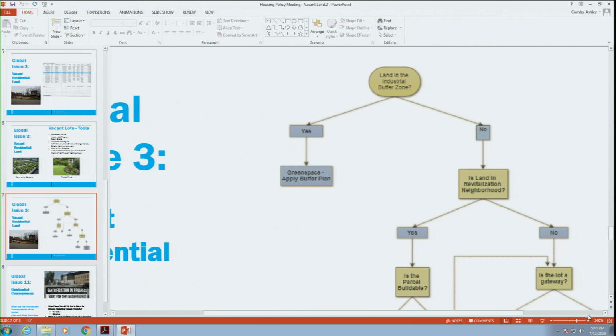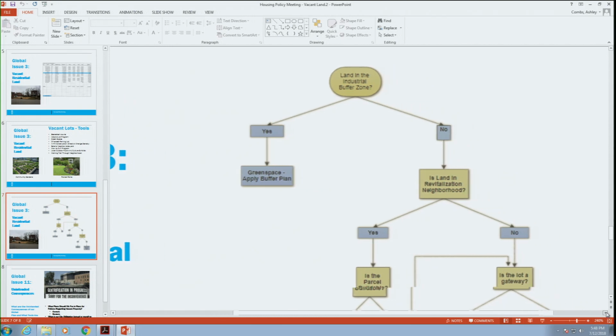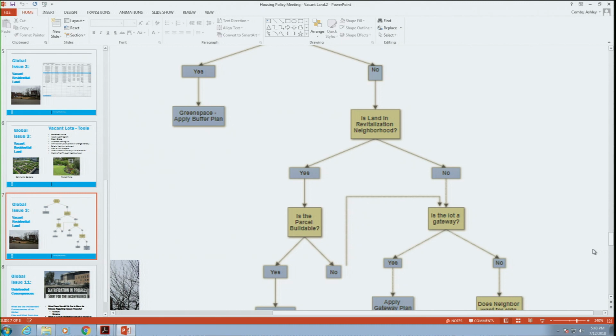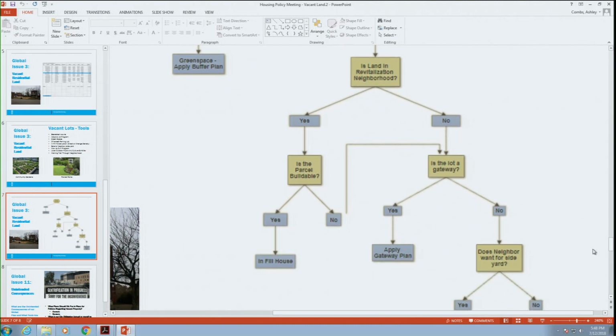If not, is it in a revitalization neighborhood? If the vacant lot's in a revitalization neighborhood, the answer is yes. Is it buildable as laid out in the zoning code? If it is, look at an infill house. If it's not, go back up to whether or not it's in a revitalization neighborhood. Is the lot a gateway into a neighborhood? If it is, hopefully we're going to have some ideas to create gateways into our different neighborhoods. If this is a lot right on the corner as you go into a neighborhood, we should figure out what we're going to do with that, turn it into a gateway, do something nice. Nope, it's not a gateway, it's just a lot in the middle of whatever.